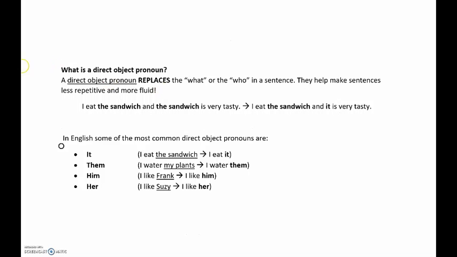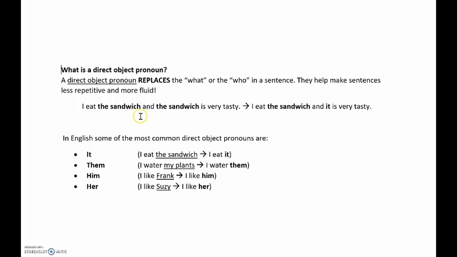Now, a direct object pronoun replaces the what or the who in a sentence. Now, you might be thinking to yourself, why would I need to do that? What's the point? Who really cares? Well, as it says here, they really help to make sentences less repetitive and more fluid. So I've got an example here just to show you what I mean by they make sentences more fluid and less repetitive. So my first sentence here does not have a direct object pronoun in it.